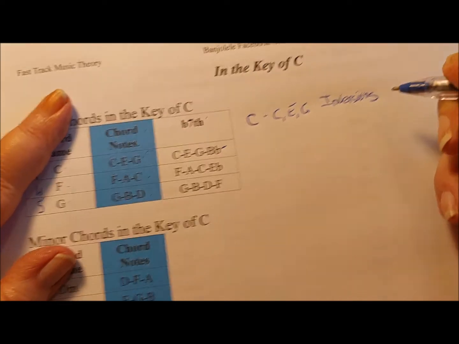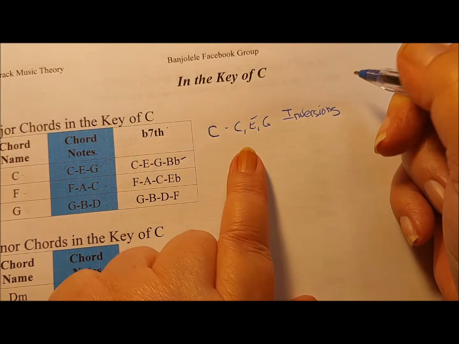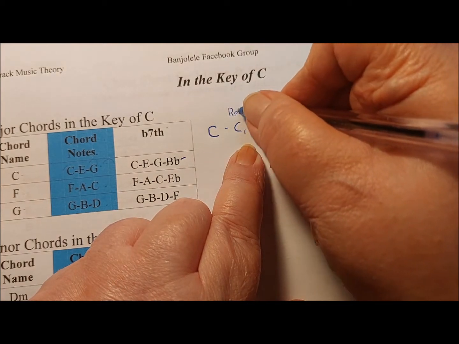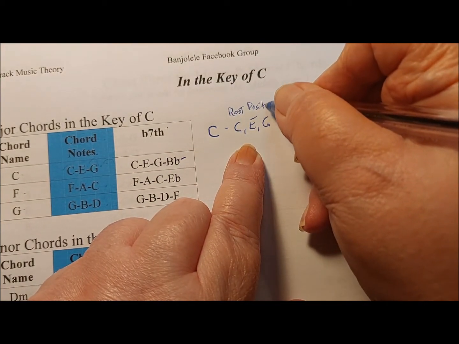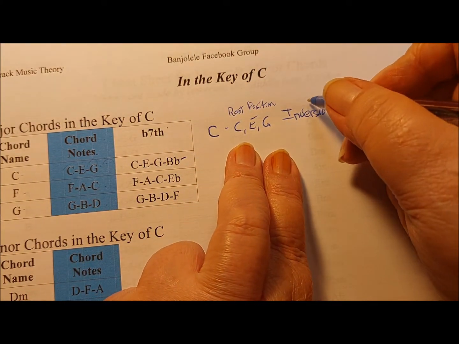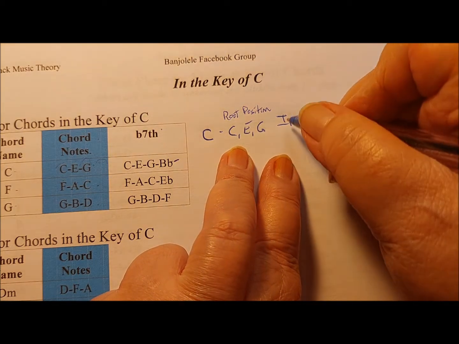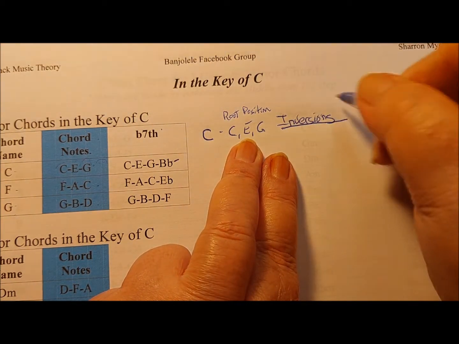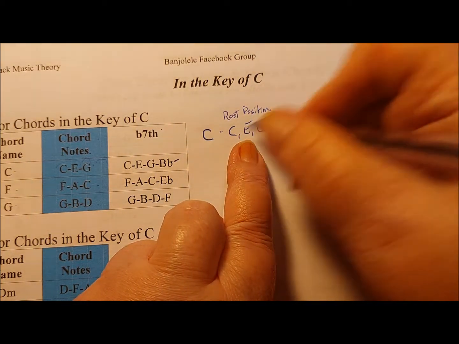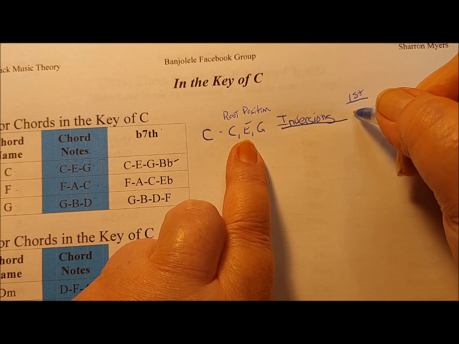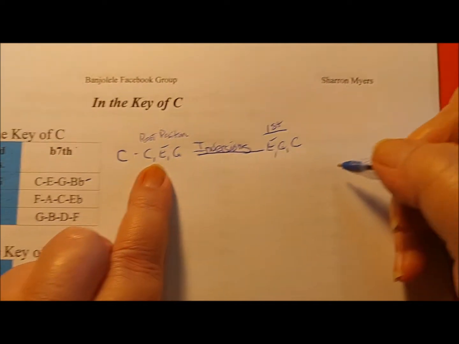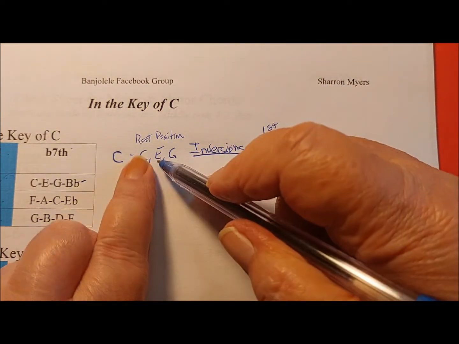Inversions. All that means is, instead of starting on the C, which is your root position, always the 1st, 3rd, and 5th, C, E, G. If you're writing music, the first inversion would be starting on the E instead of the C. So to invert it, we would go E, G, C. That's your first inversion, because we're starting on the 2nd note.